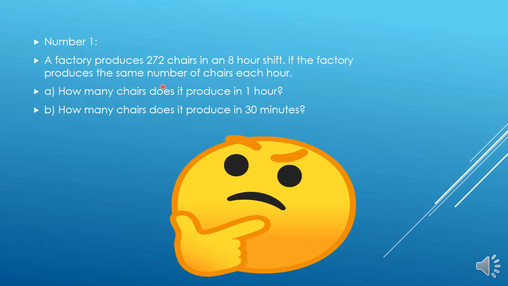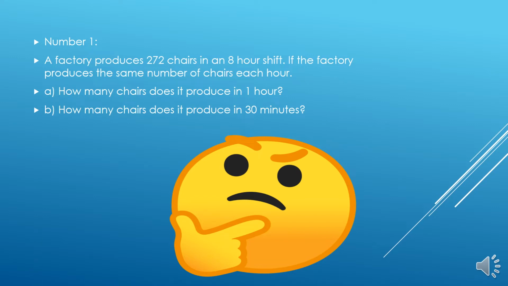So in part A, I have to calculate how many chairs the factory produces in 1 hour. In the given, they said that the factory produces 272 chairs in an 8-hour shift, and that the factory produces the same number of chairs each hour. So let's suppose that the factory produces 20 chairs in the first hour. It will produce 20 chairs in the second hour, 20 chairs in the third hour, and so on.